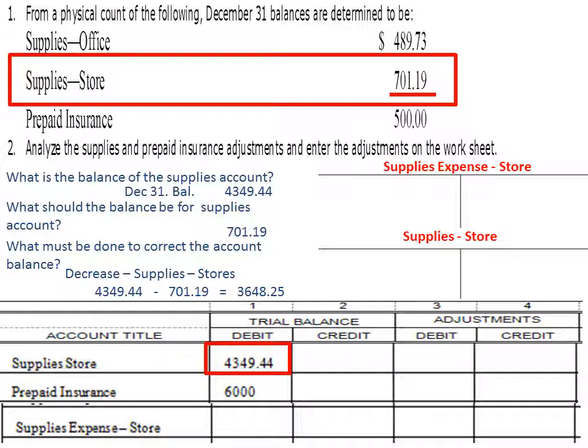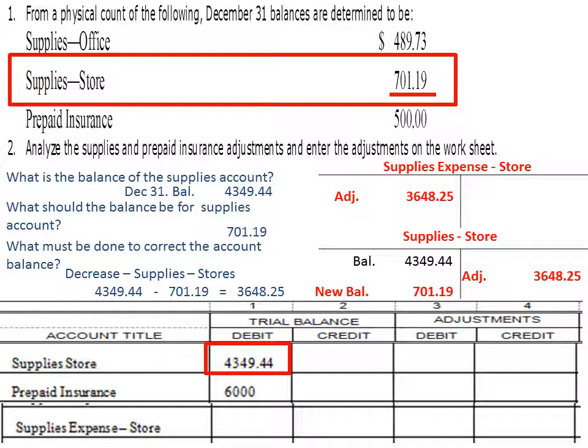If you remember, in the beginning you'll see the same questions answered again. We had a balance of $4,349.44 and an ending balance of $701.19. So basically we need to show how much we used. Supplies store is an asset account. We need to decrease the asset account, so we're going to decrease it with an adjustment of $3,648.25, the amount of supplies that we used. And then to balance that out, we're going to use a debit entry to supplies expense of $3,648.25.